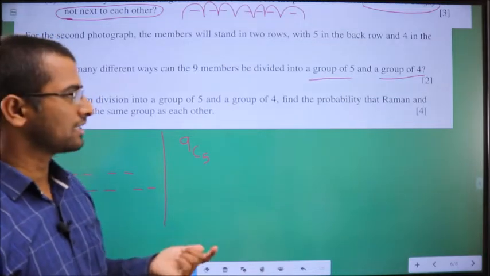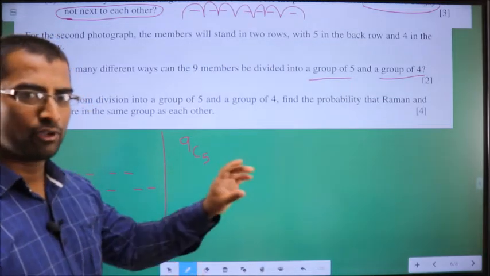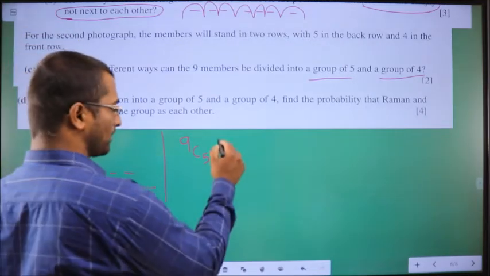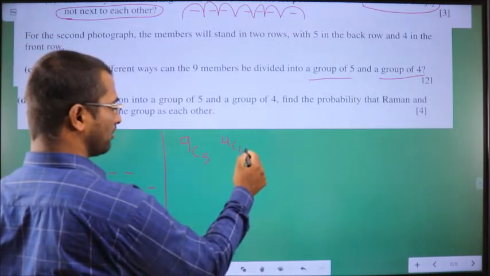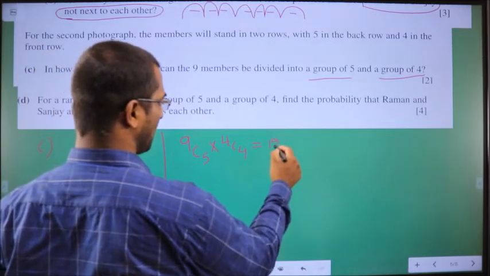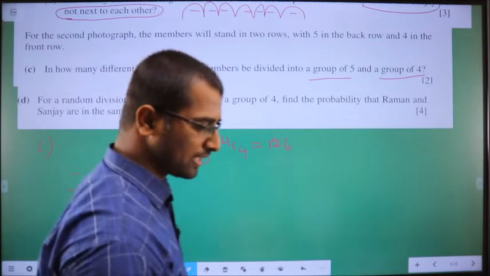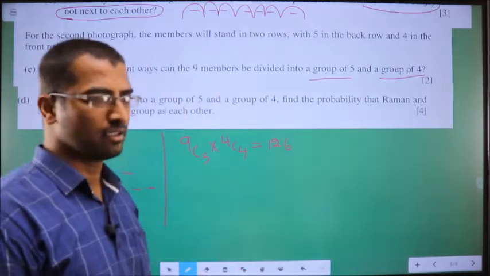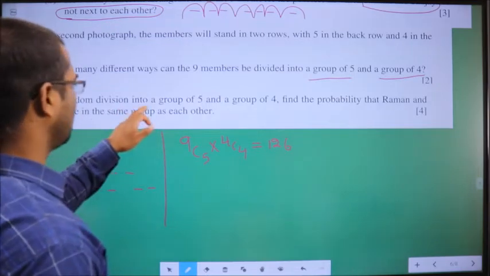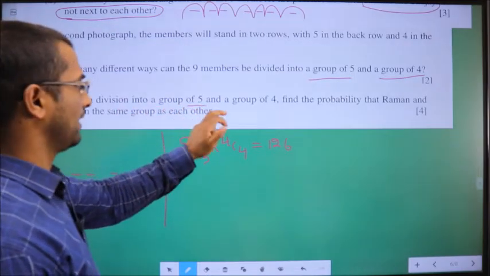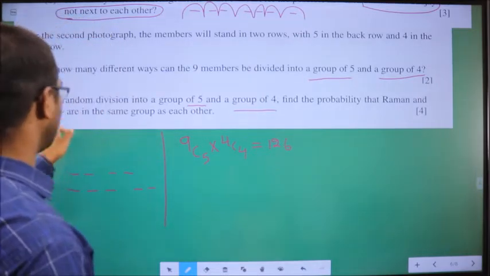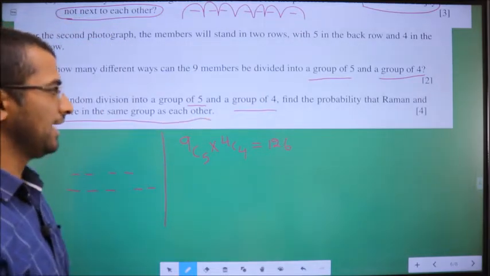Okay, next. Now 5 are gone, 4 are remaining. From these 4, I need to make a group of 4. That can be done in 4C4 ways. So 9C5 into 4C4 is our answer, which is 126. Okay. Now the next one. For a random division into a group of 5 and a group of 4, find the probability that Raman and Sanjay are in the same group as each other.